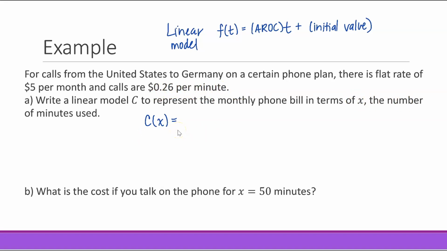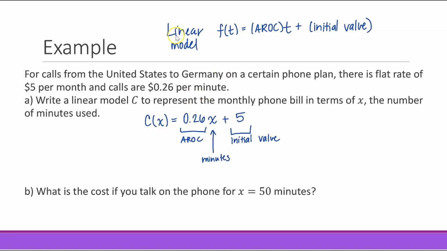So that's why we're going to multiply 0.26 times x. 0.26 is my average rate of change. So I'm going to label this. This is my average rate of change plus 5. This is my initial value. All right, so this is what I'm going to get charged because C is the bill. So this is my initial bill no matter what, plus the amount per minute times the number of minutes. So remember that x is in minutes. So I'm going to label that as well.